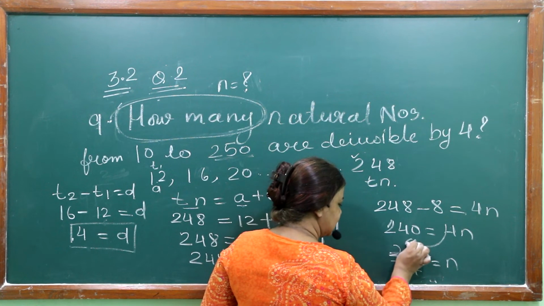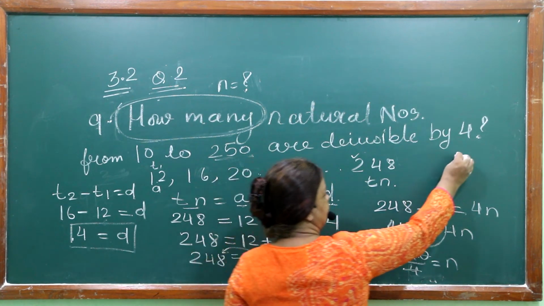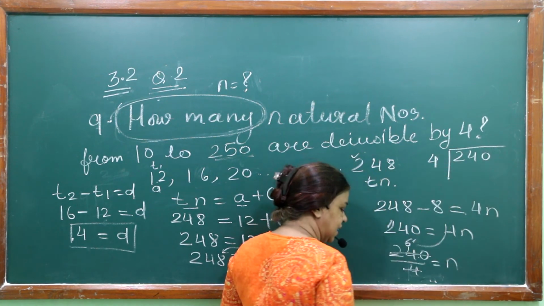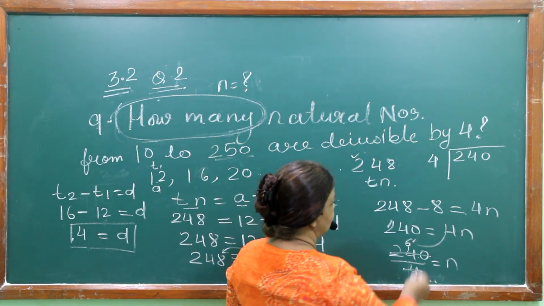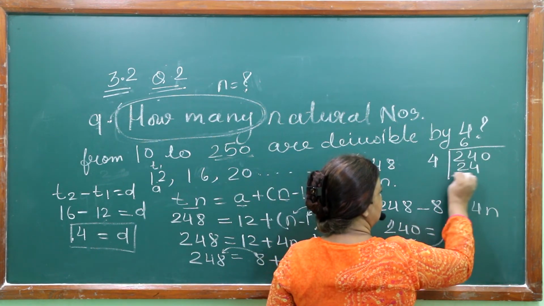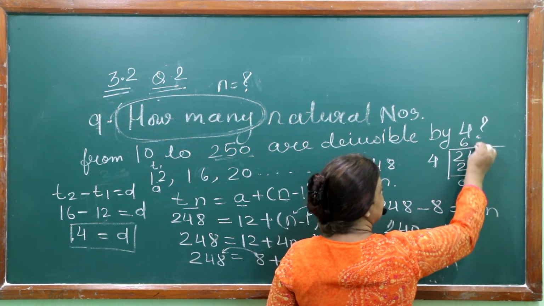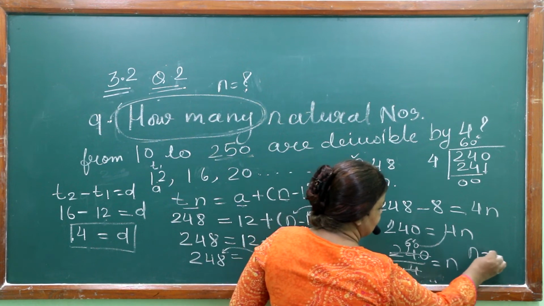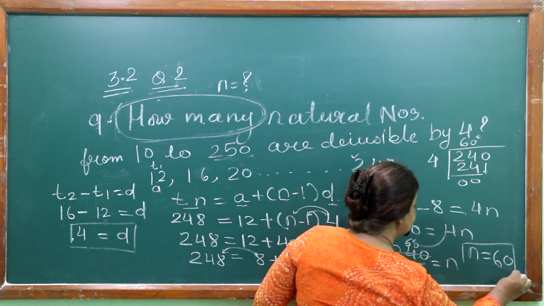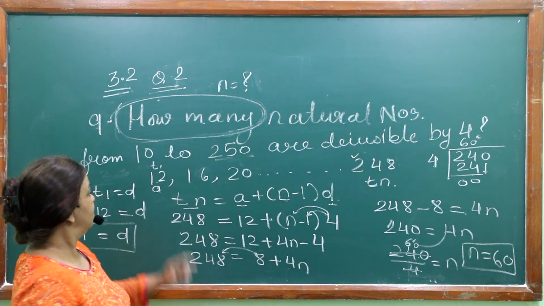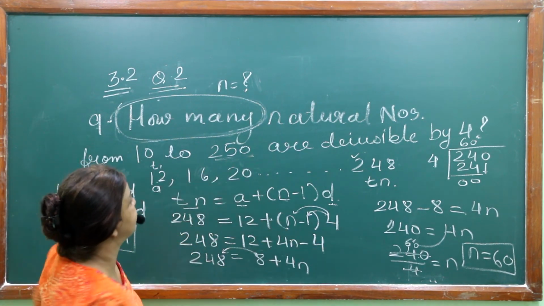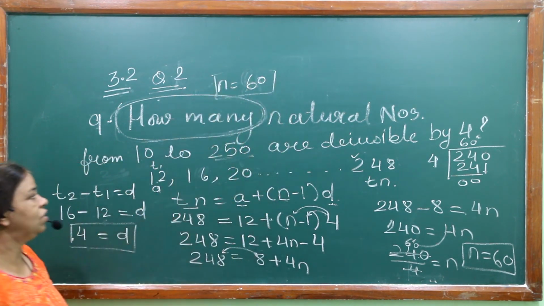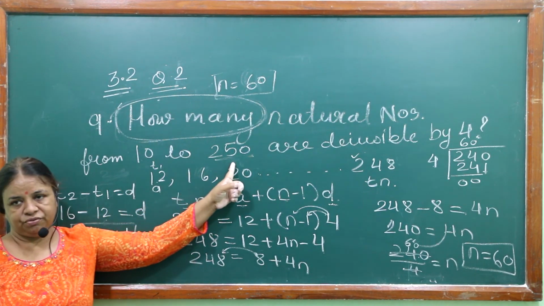So 4 6s are 24. You want, I can do the division here. Children should always have the habit of dividing so that you don't make any mistake. 4 6s are 24. 0, so 60 terms. So n is equal to 60. So how many numbers are divisible by 4 between 10 to 250? There are 60. There are 60 numbers which are divisible by 4 between 10 and 250.